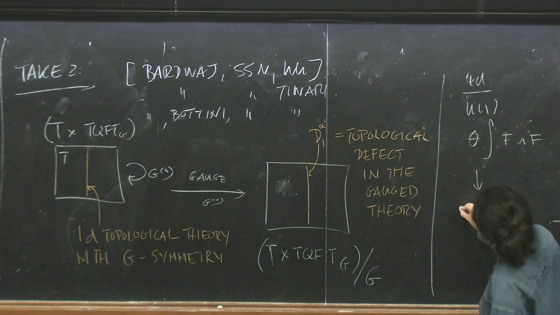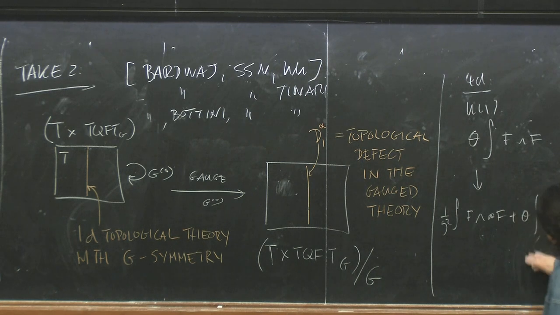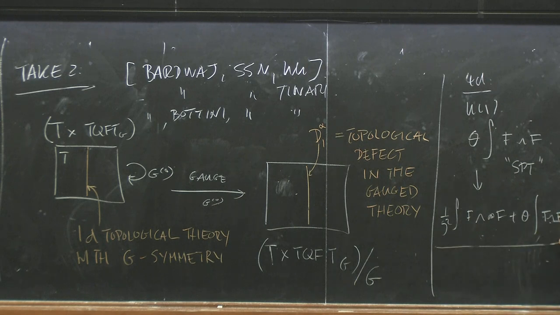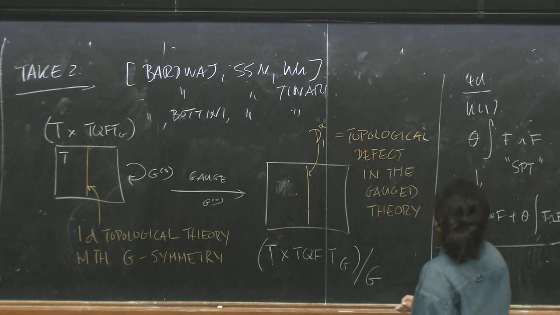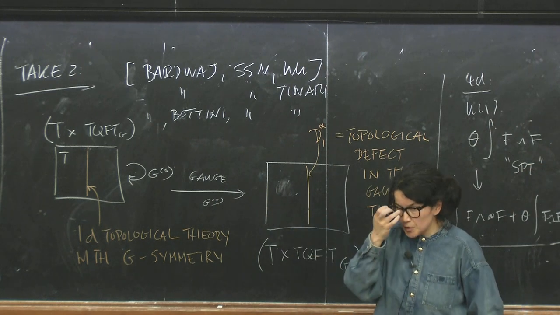And then what I get is basically the integral of F wedge star F, 1 over g squared, plus theta F wedge F. And this is essentially the theta angle. You can think of it as what's called a symmetry-protected topological phase. I'll talk about those in more detail when we generalize this to higher dimensions. But in this case, it's a U1 SPT phase. And what you've done is you start with a trivial theory, you add this term, you gauge the diagonal, and you get your favorite theory with the theta angle. So in this sense, these types of defects, we can also call them theta defects, because they're really nothing other than an implementation of the same idea now in these two-dimensional theories and later in higher dimensions.